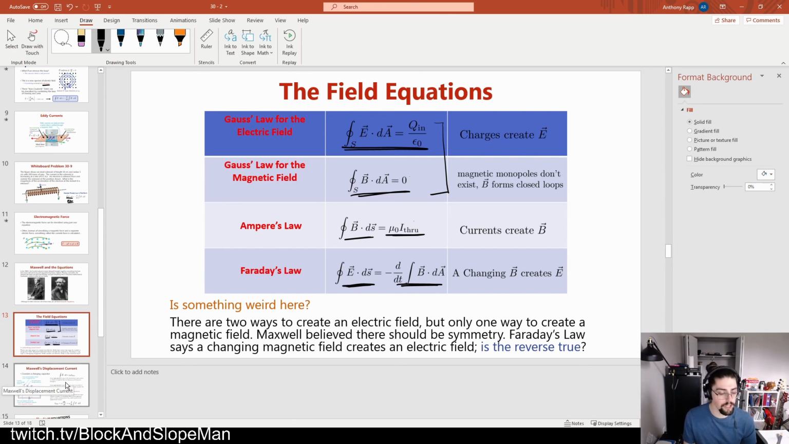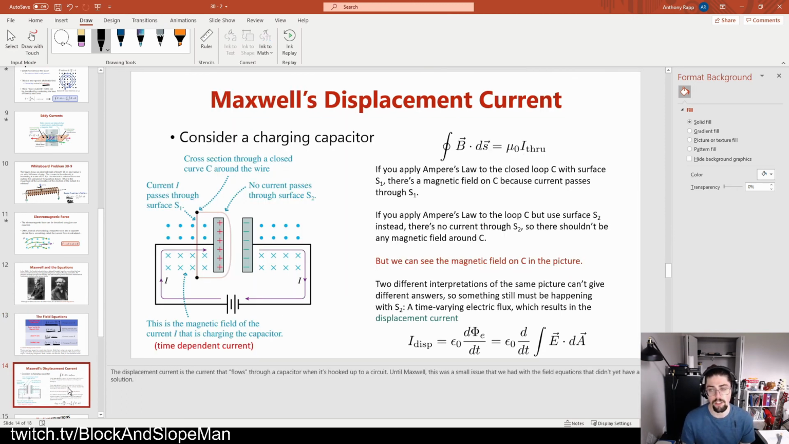We had some other issue going on here, and that's that we couldn't describe what was going on with capacitors. We had set up a lot of different capacitors, and we found that when you turn on the switch and start charging a capacitor, it creates a magnetic field. But this law right here, Ampere's law, tells us that the current has to be going through. So where's the current? It can't travel between the plates of the capacitor. That's the entire point of the capacitor, that the current doesn't travel between those two. So something was wrong here, right?